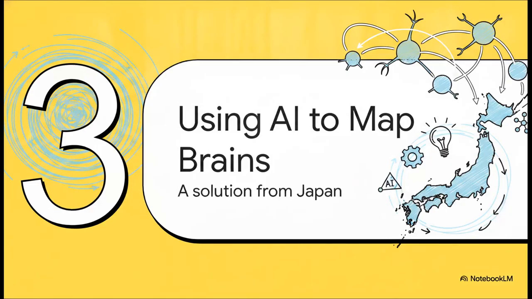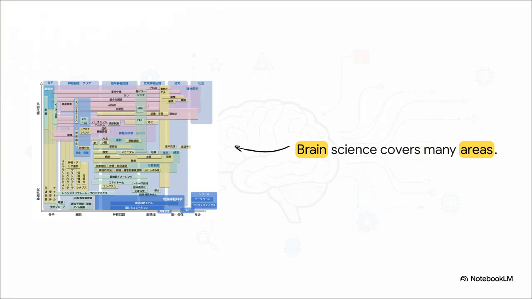Now for part 3, using AI to map brains. This is a new solution from Japan. Brain science covers many different areas. Researchers study tiny cells. They study large networks. They also study brain diseases. To understand all of this, doctors need perfect tools. They need technology they can trust completely. A group of Japanese researchers wanted to help. They decided to fix the MRI computer rules.